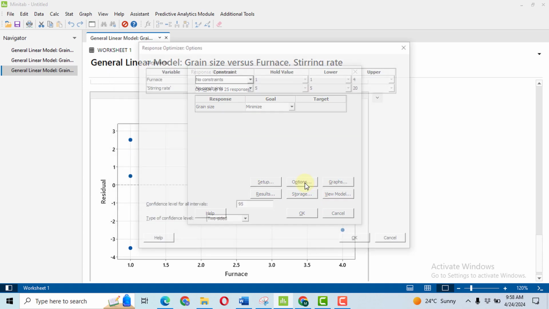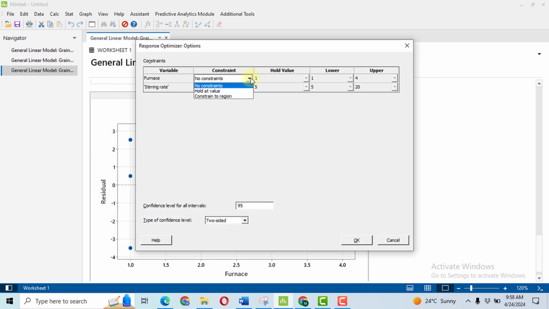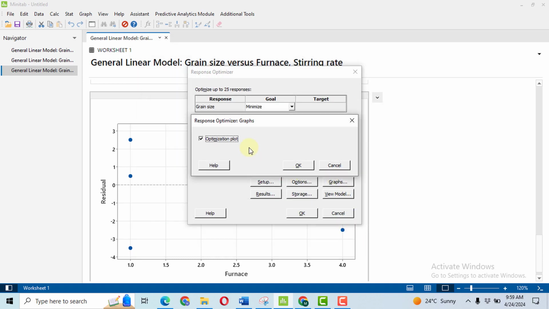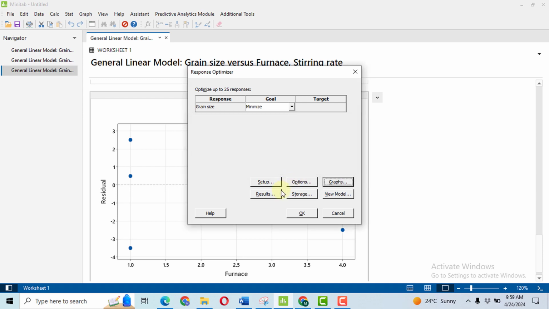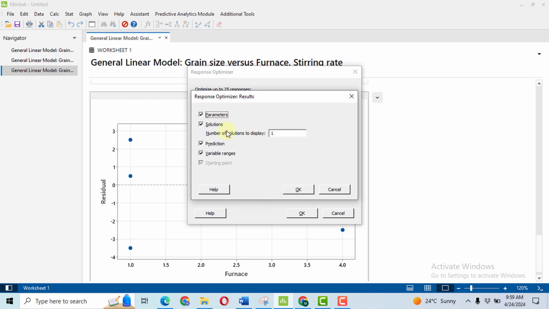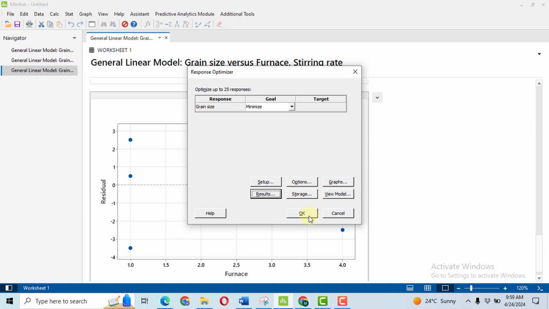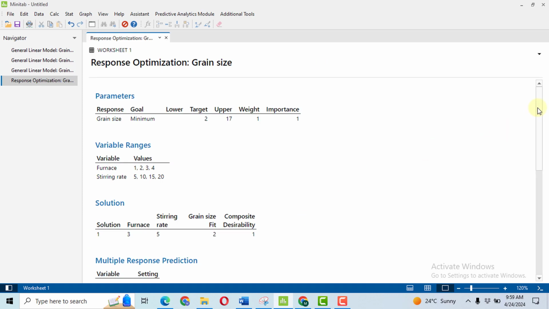Then click on options. In the options, here select constraint to the region, because we have different levels of the furnaces. Also, we have different levels of the stirring rate, and we want our answer within these parameter settings. Click OK. Then in the graph, please check that the optimization plot has been checked. In the result, all of them will be needed. Click OK and then OK. Wait for the result. We will get our prediction result.